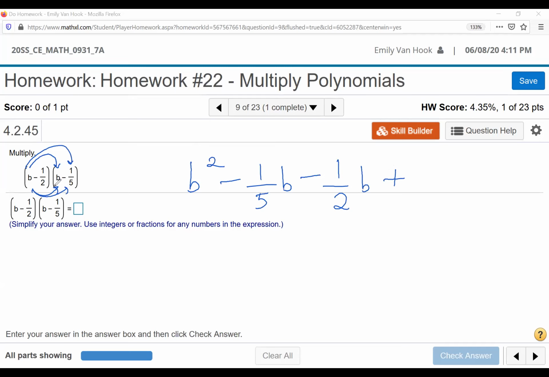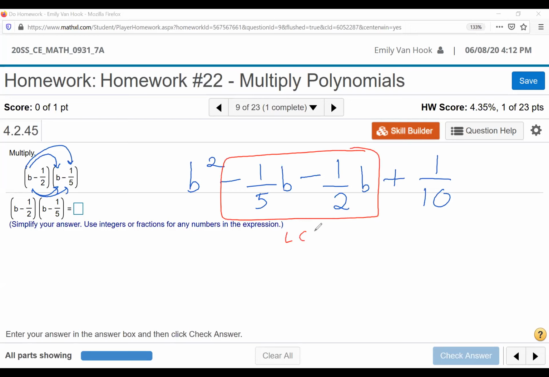1/2 times 1/5, just multiply across. 1 times 1 is 1. 2 times 5 is 10. Okay. Again, in the notes, I think when we did a FOIL problem with fractions, it canceled out in the middle, and I wanted to show you one that doesn't cancel. So we have to combine these.